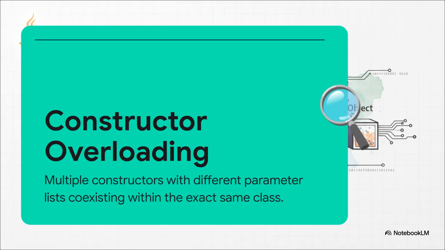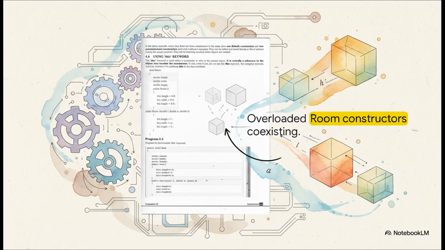This simply means multiple constructors can peacefully coexist within the exact same class. There's just one rule. Their parameter lists, also known as their signatures, have to be unique. So you can have one constructor that takes 0 arguments, another that takes an integer, and a third that takes an integer and a float. No problem. Check out this Room class to see the magic happen.